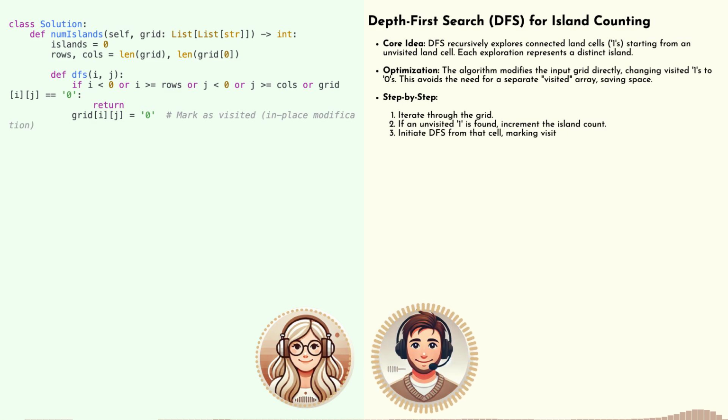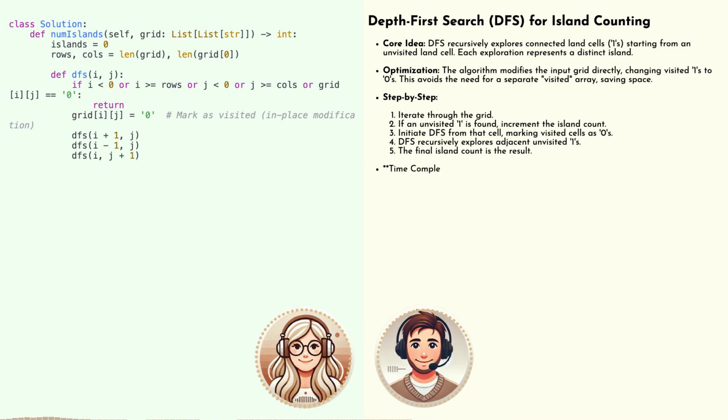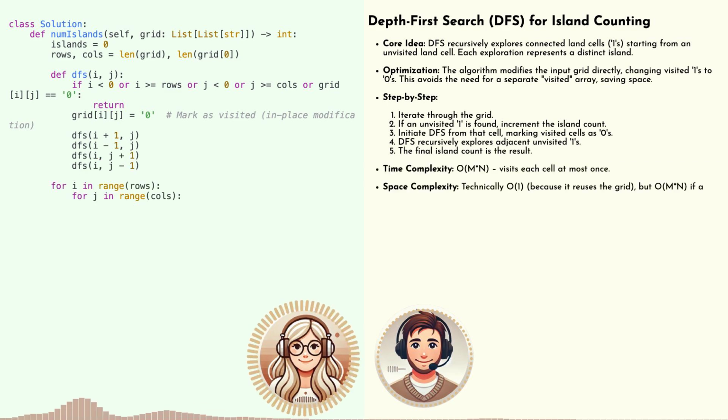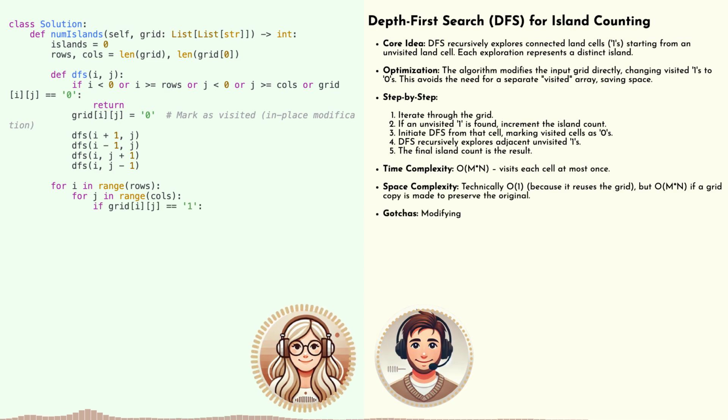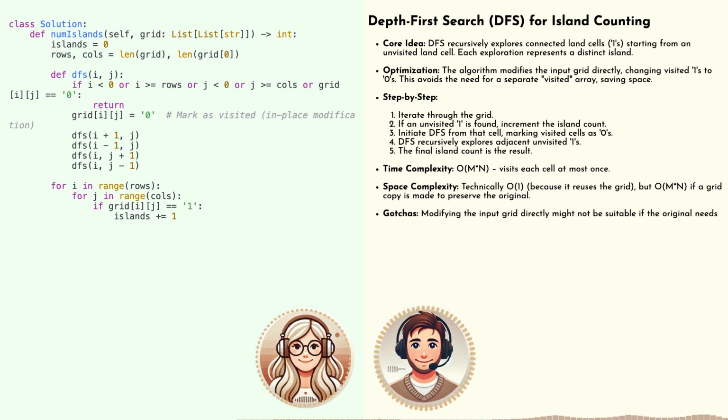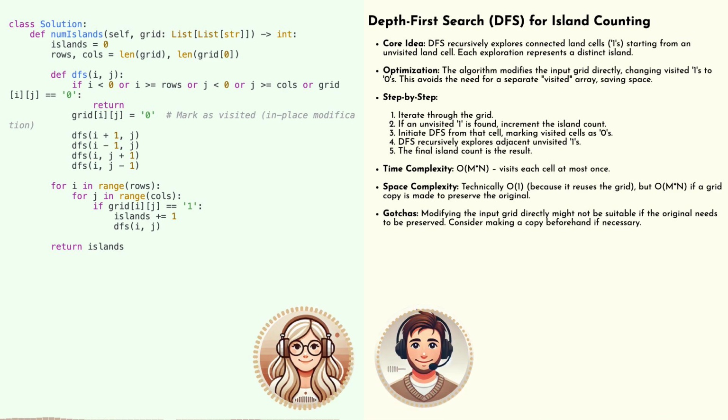Wait, wouldn't changing the grid mess up our original map? Good question. It wouldn't, because all we care about is whether a cell has been visited. So as we explore, we can change the ones of visited land cells to something else, say a 2. Ah, so that's how we avoid getting stuck and save space. That's clever. So how do we actually write DFS? Do we just do a bunch of if statements? Not exactly. DFS uses something called recursion, where a function calls itself. It's like those Russian nesting dolls.